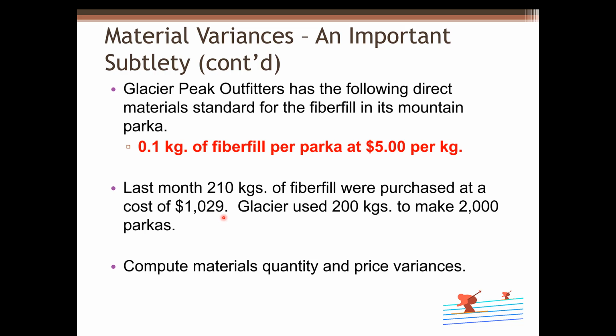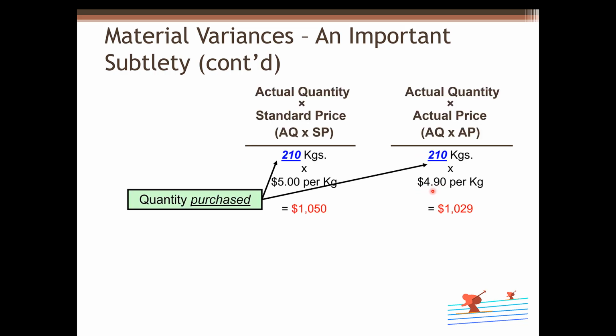And if we want to calculate the actual price, we can use total cost $1,029 divided by actual quantity. And here, actual quantity, we should use quantity purchased, 210. Actual price is $4.90 per kilogram. If we use actual quantity, 210 kilograms, multiplied by $4.90 per kilogram, we can also get a number, $1,029. And now we can calculate the materials price variance.